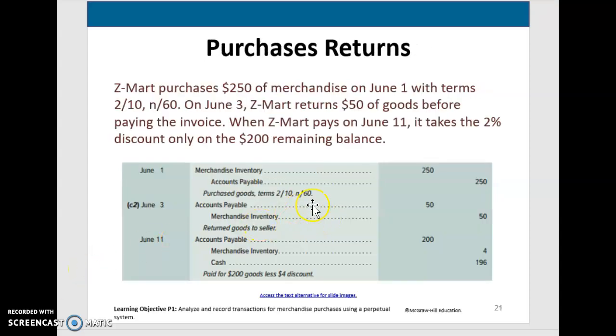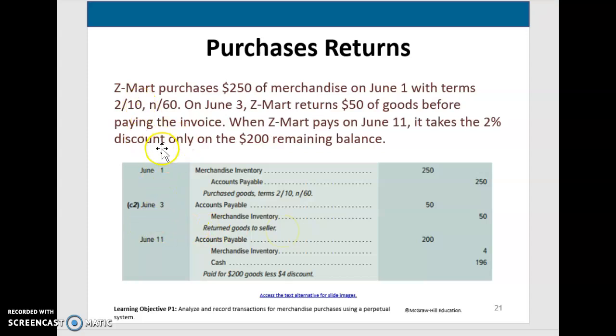If it's a purchase return, we're returning the merchandise back to the vendor. So when we ordered the merchandise, in this case, we had $250 of merchandise ordered. It was an accounts payable, 2/10 net 60 terms. We returned part of that merchandise. $50 of those goods were returned before we paid the invoice. So we now debit accounts payable for the $50. We credit merchandise inventory for $50. And we note that we returned those goods to seller.